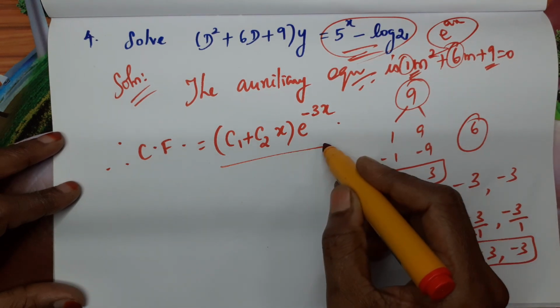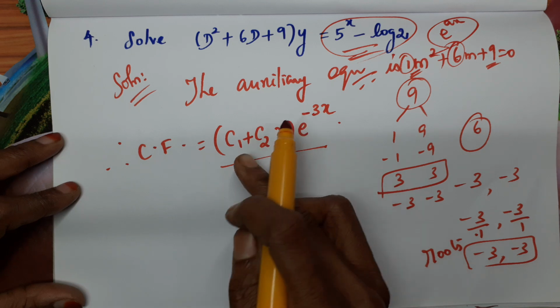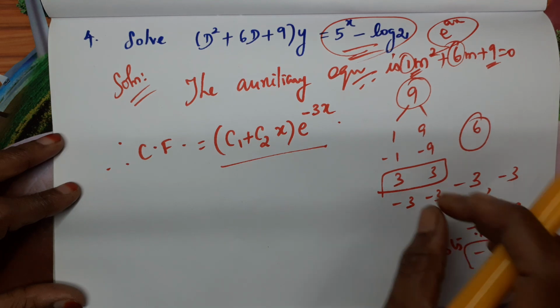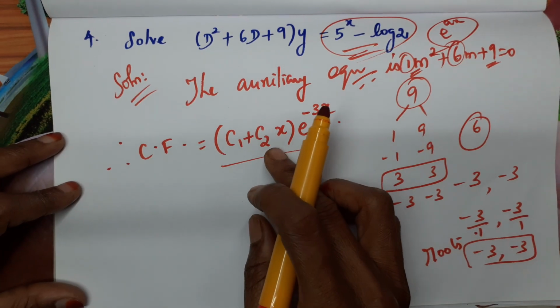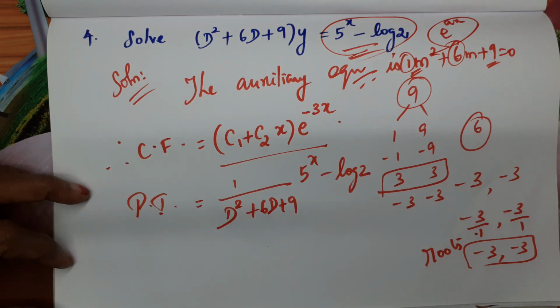How to write the CF? If both the roots are same, we have to combine the two constants together: (c1 plus c2 x) into e power that root, minus 3 into x. This is our complementary function. Now come to the PI.